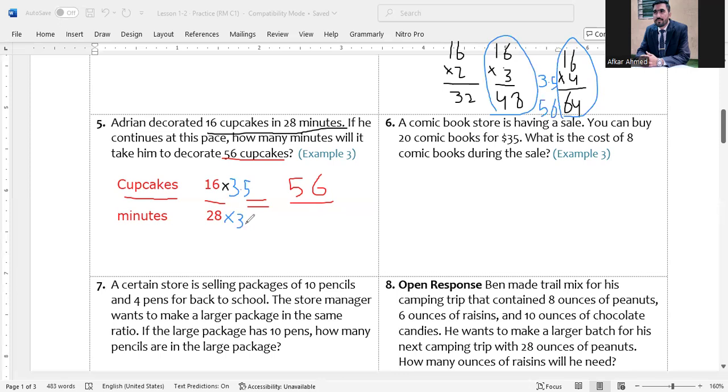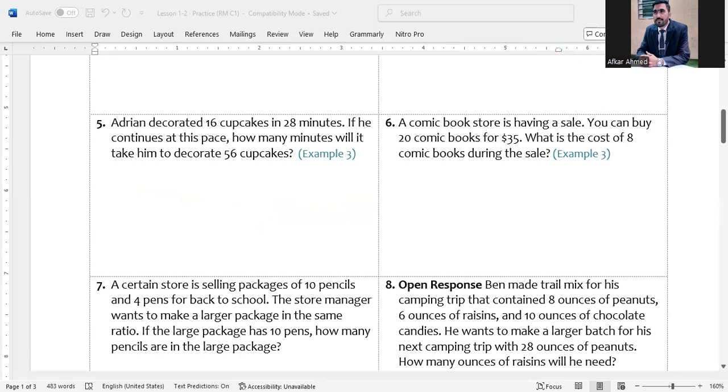Same, we will multiply this number by 3.5. I'm leaving this one for you to multiply 28 by 3.5 to find how many minutes you need to make 56 cupcakes. Okay. Then we are going to move towards questions 7 and 8 instead of 3, 4, and 6, because these are related to the backward scale.